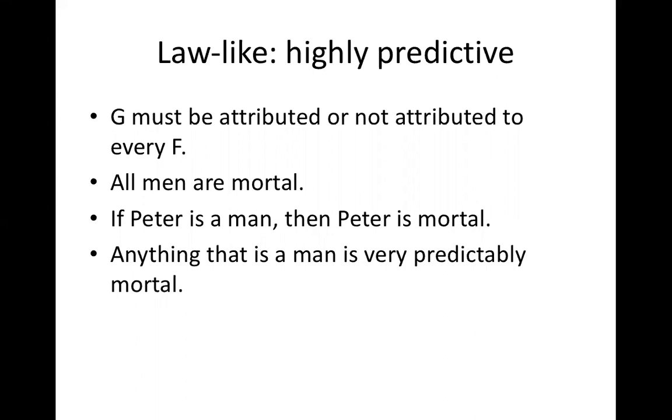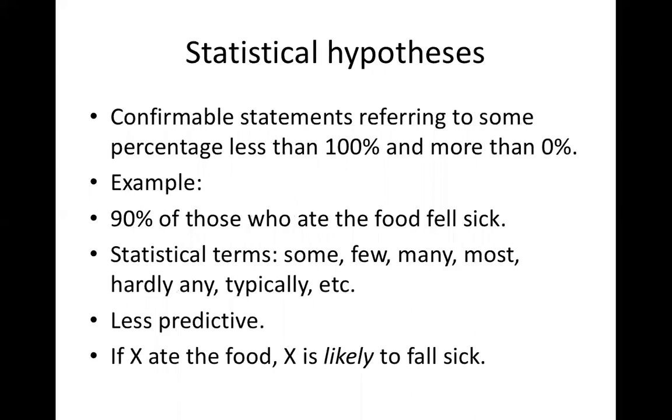But if you say some men are mortal, and you say Peter is a man, then the prediction is less. The prediction is not absolute. It's not as strong as that of a universal statement or a law-like hypothesis. Statistical hypothesis: confirmable statements referring to some percentage less than 100 or more than 0. So, for example, 90% of those who ate the food fell sick. Statistical terms include some, few, many, most, hardly. So it's not only percentages. You also have other terms that tell you it is statistical.